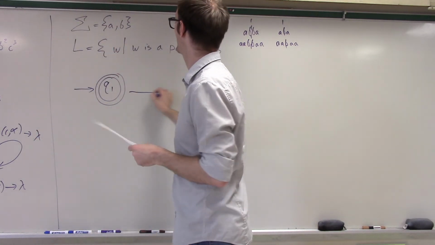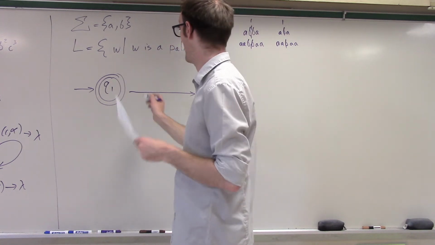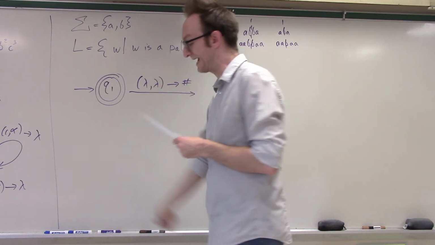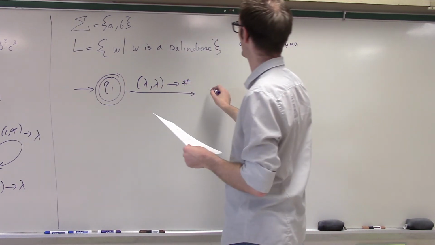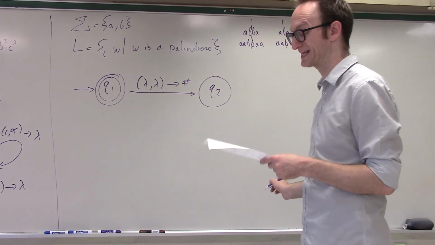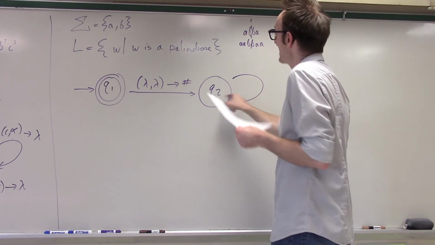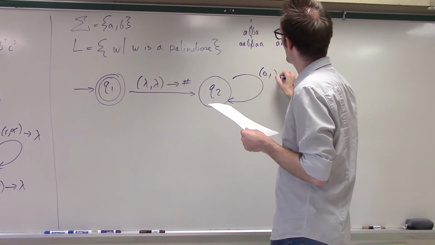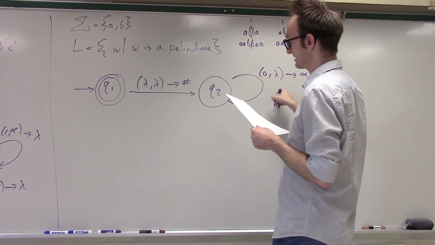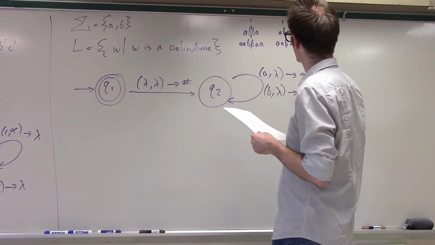I start in Q1, that should be an accept state because the empty string is a palindrome. Once again, I'll push onto the stack a special stack character, pound, so I know when I'm on the bottom of the stack. State Q2 is intuitively the state of processing the initial first half of the string. And so I stay in Q2, and every time I see an A, I push an alpha to the stack. And every time I see a B, I push a beta to the stack.